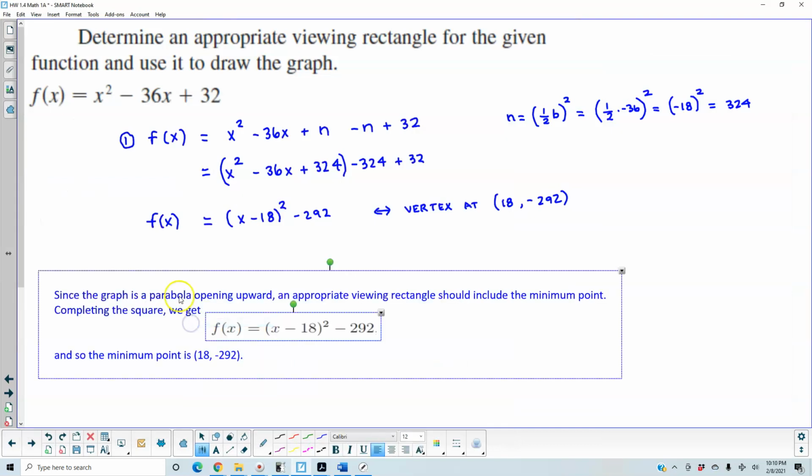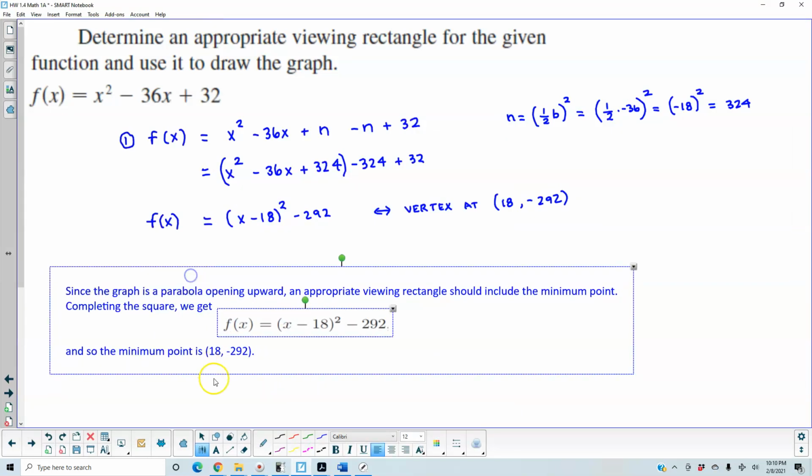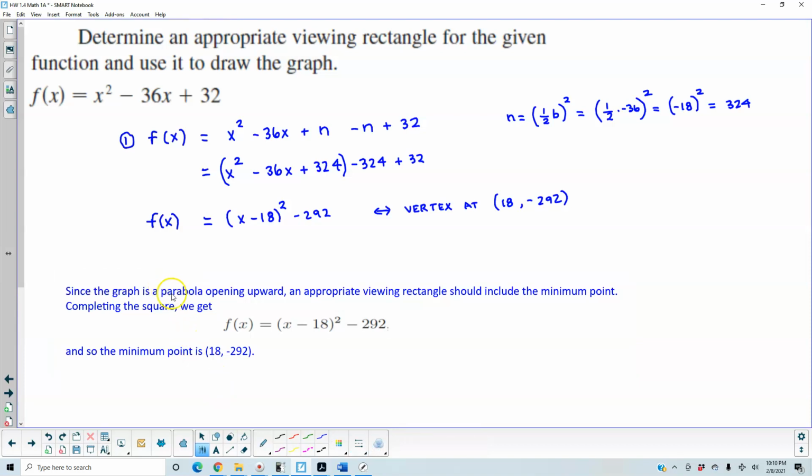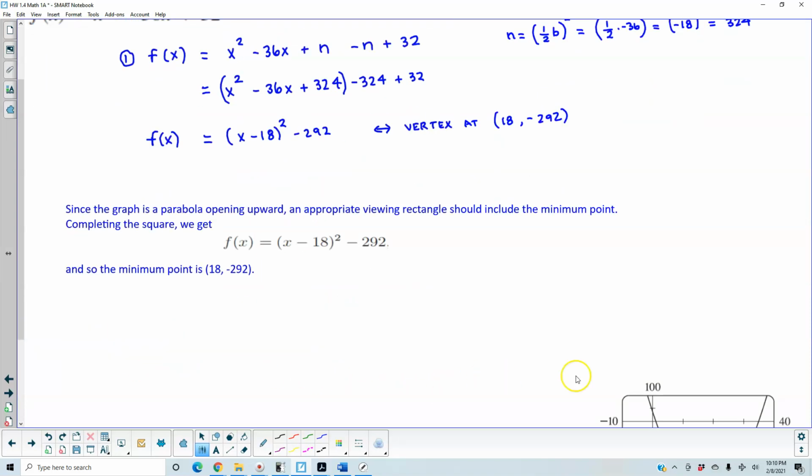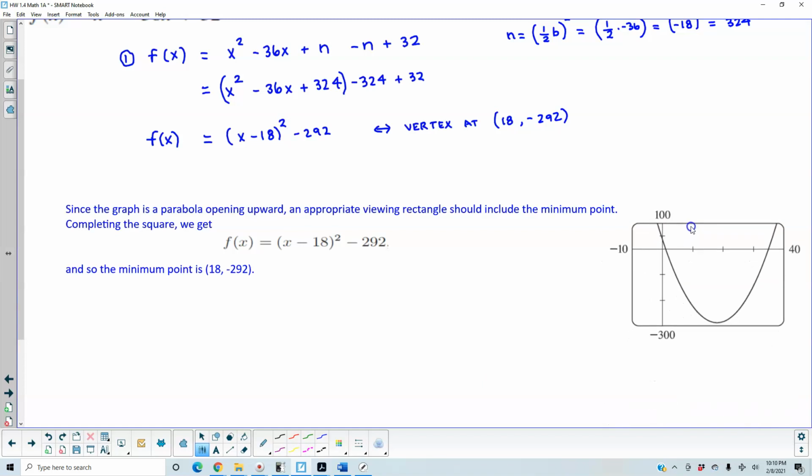So what we can say is, since the graph is a parabola opening upward, an appropriate viewing rectangle should include the minimum point, which is what we had, 18, negative 292, from completing the square. And so the minimum point is 18, negative 292. And then there is our graph.